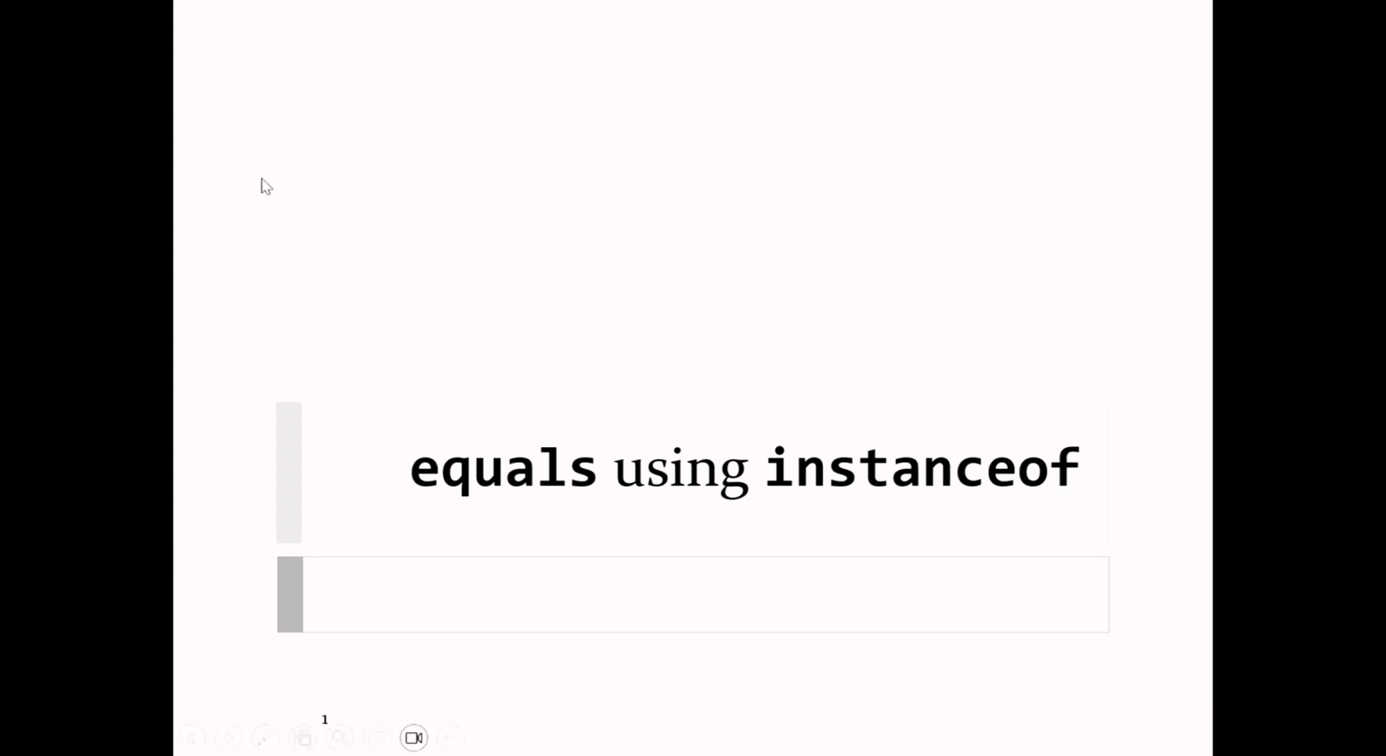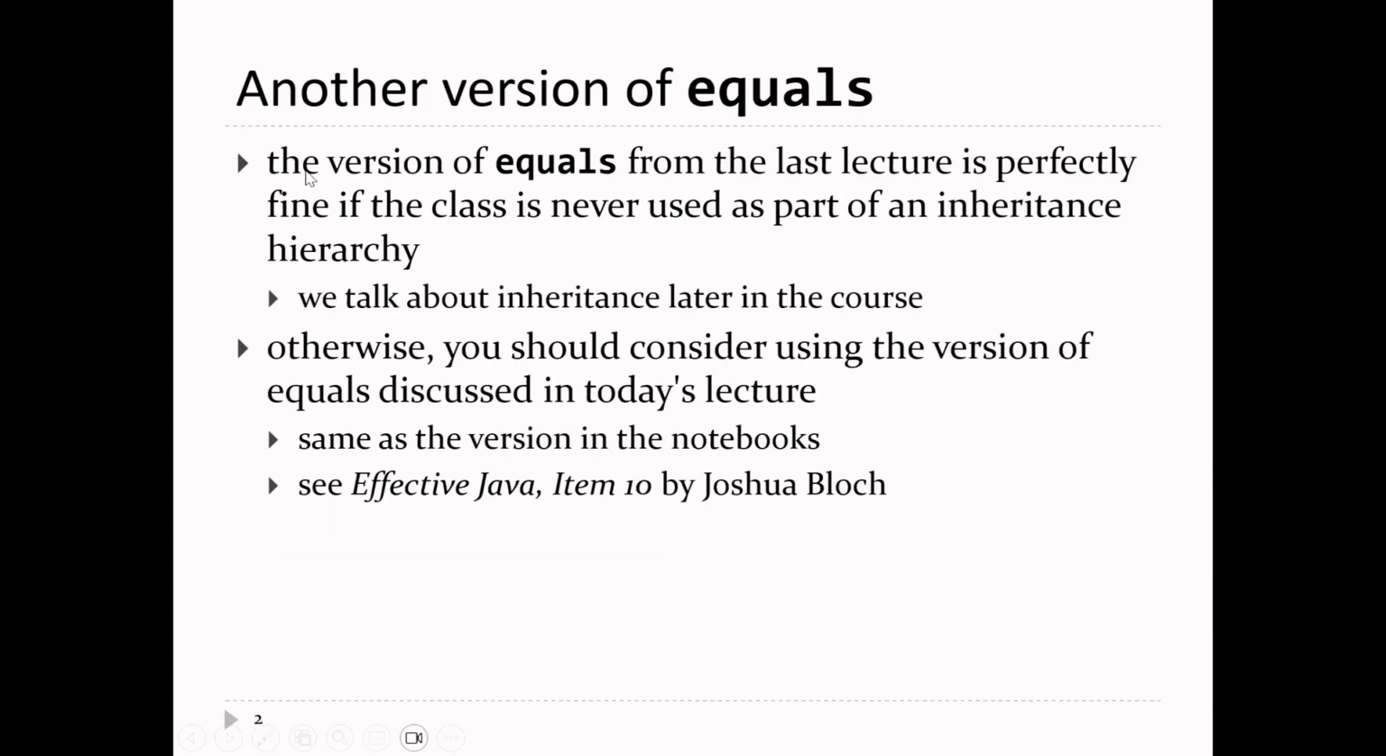After reading week, we'll be talking about inheritance, and then hopefully you'll realize that instanceof is important in this particular case. The version of equals we talked about in the last lecture is perfectly adequate if you're never using your class as part of what's called an inheritance hierarchy. We'll talk about inheritance in a couple of weeks. If you are in an inheritance hierarchy, then you should consider using the version of equals that I'm going to show you. The reference for this is the book Effective Java by Joshua Bloch.